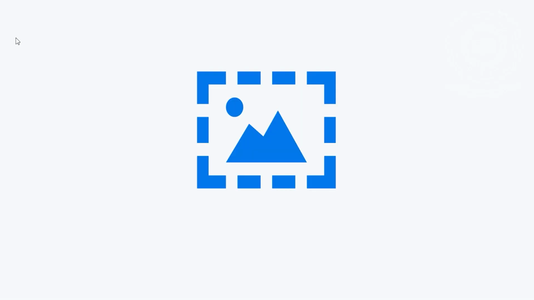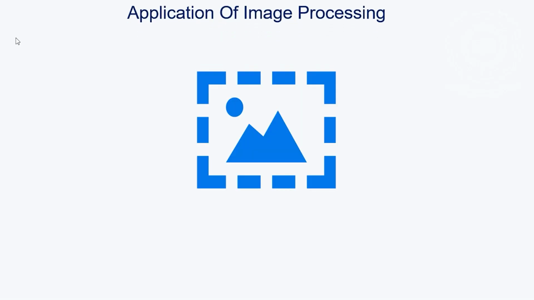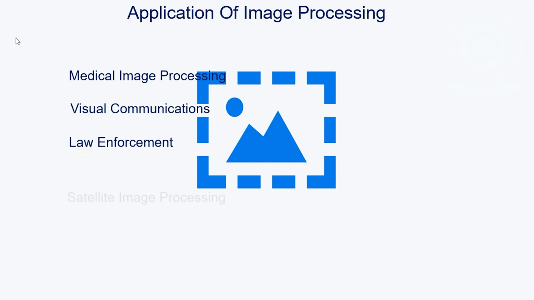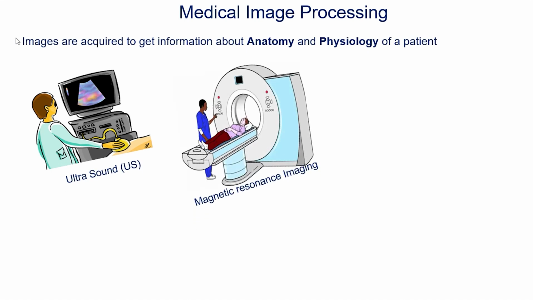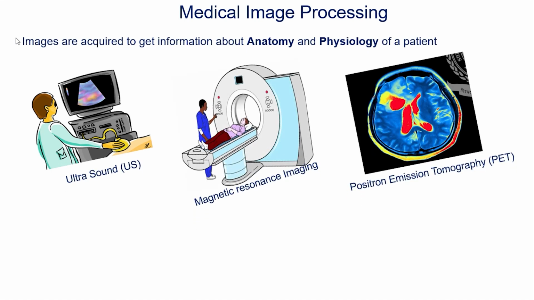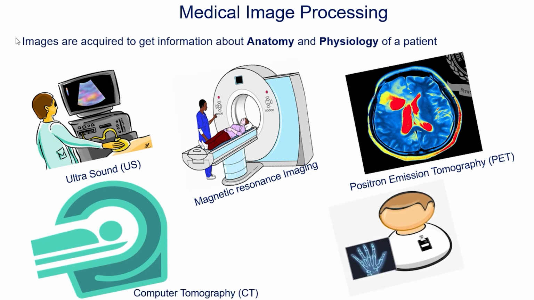Now let's discuss some applications of image processing. Image processing is used in various fields such as medical image processing, visual communication, law enforcement, satellite image processing and robotics. In medical image processing, images are acquired to get information about the anatomy and physiology of a patient via various techniques such as ultrasound, magnetic resonance imaging, positron emission tomography, computed tomography and X-rays.